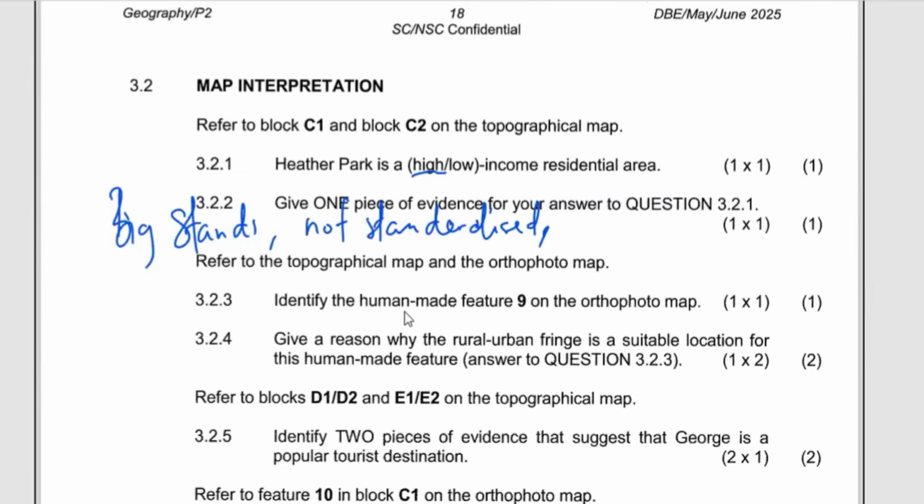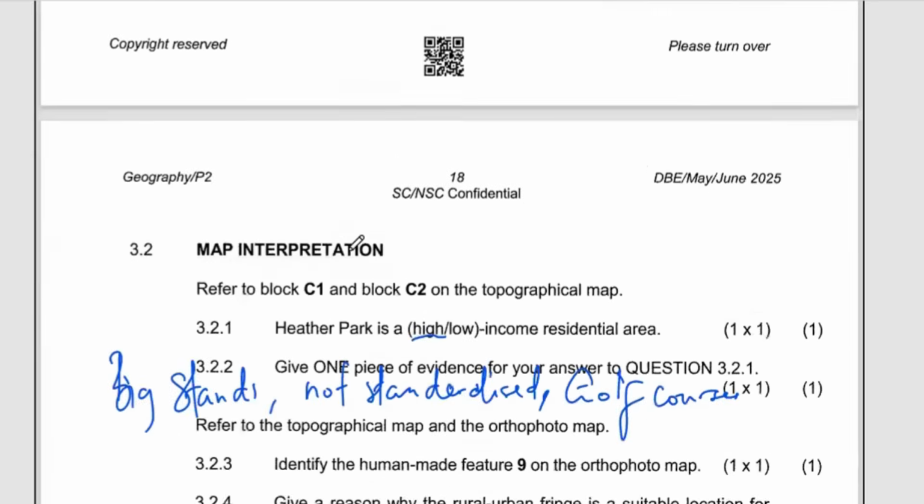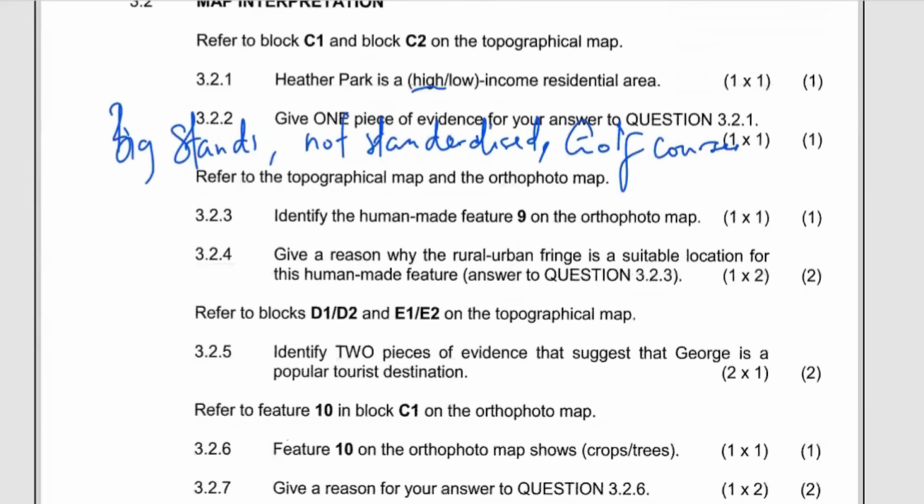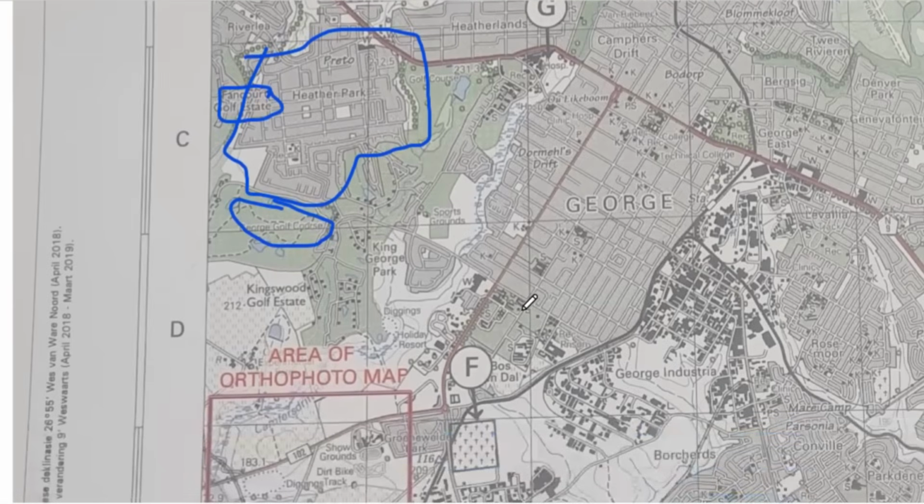Then you can also check there are golf courses around. Usually we tend to find golf courses in areas of high income. They are compatible with people of high income. Like if you check, there is this golf estate, then there is also this George golf course. So it's a suggestion that this area is a high income area. Right, move on to the next question.